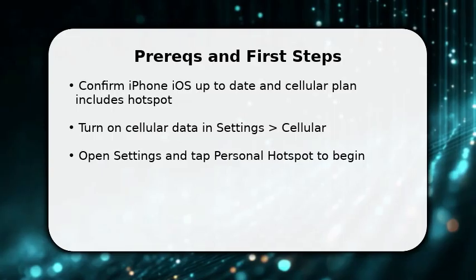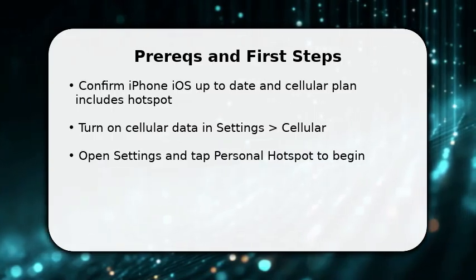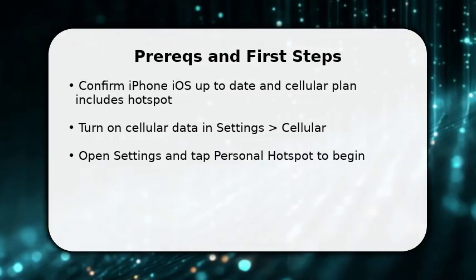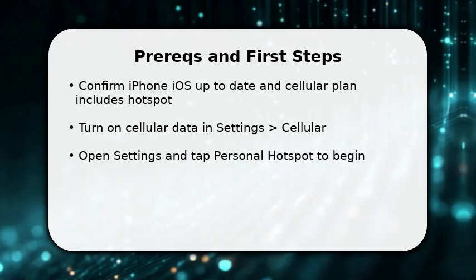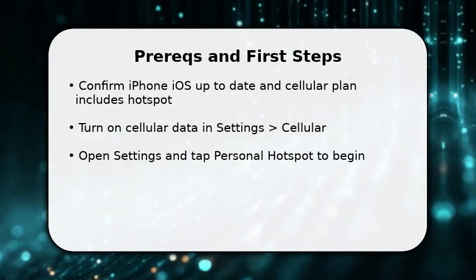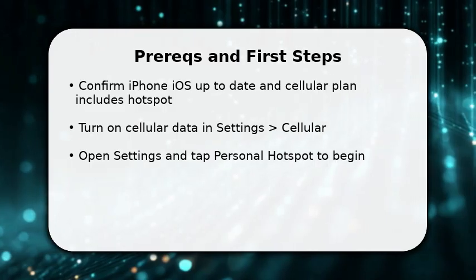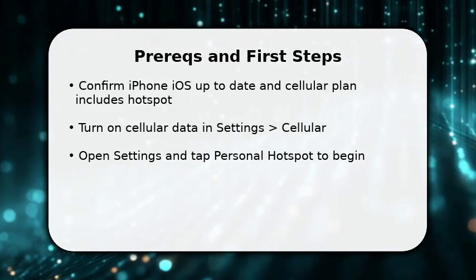You start by confirming prerequisites. Make sure your plan allows personal hotspot and your iPhone has cellular data enabled. Once done, open Settings and go straight to Personal Hotspot. You'll see a single switch. Flip it on to enable tethering.